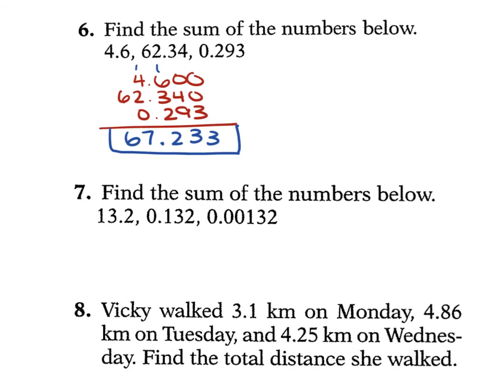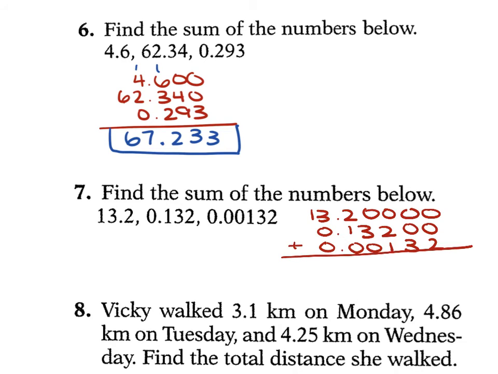For 7, we have 13.2, 0.132, and 0.00132. So we just put zeros in place values of numbers I do not have a number for.